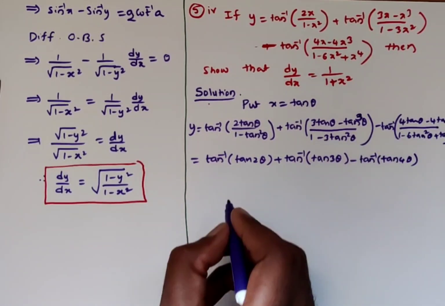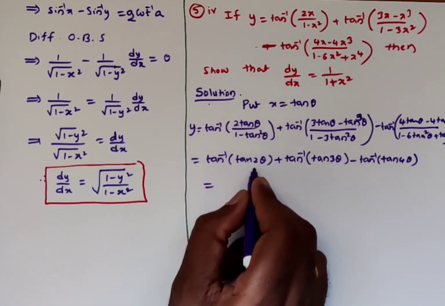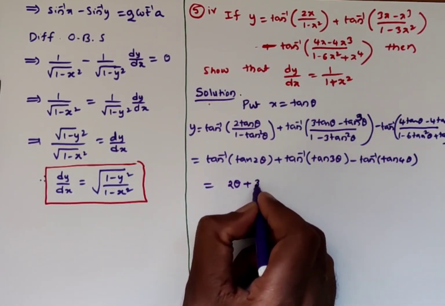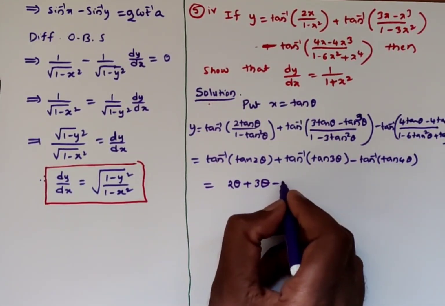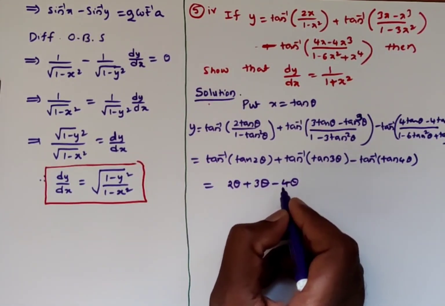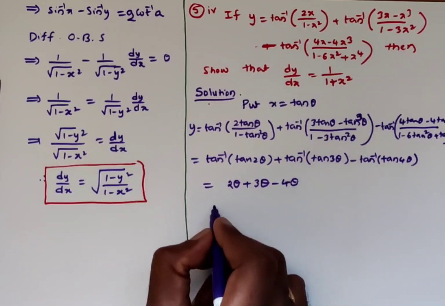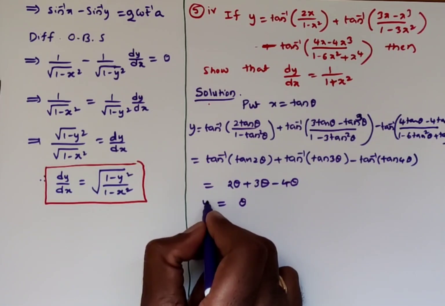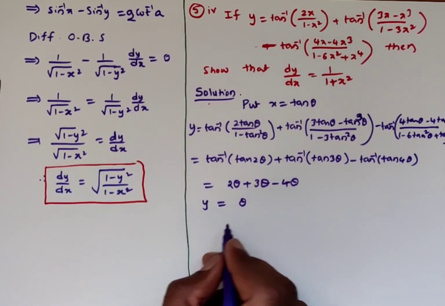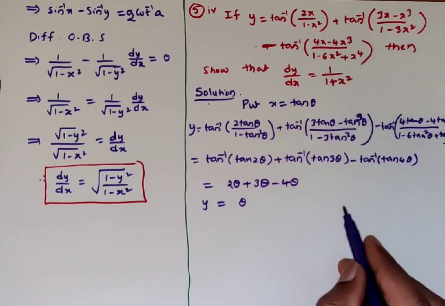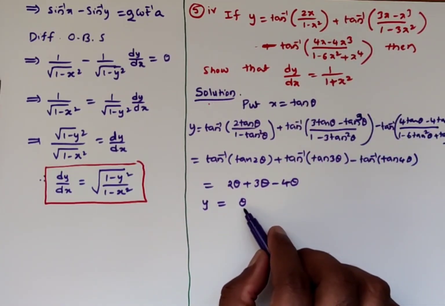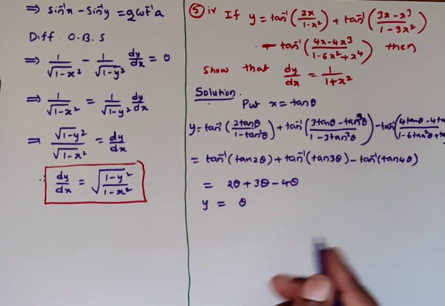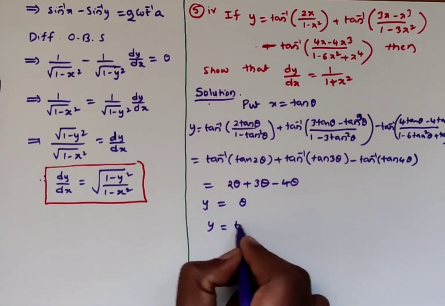As we know, tan inverse of tan theta is theta, so tan inverse of tan 2 theta is finally 2 theta, plus 3 theta, minus tan inverse of tan 4 theta, which becomes 4 theta. So 2 theta plus 3 theta, that is 5 theta, minus 4 theta is finally theta. So the value of y is finally theta. Now y is a function of x, but theta has come, so replace theta in terms of x using the substitution. x equals tan theta means theta equals tan inverse of x. Therefore y equals tan inverse of x.